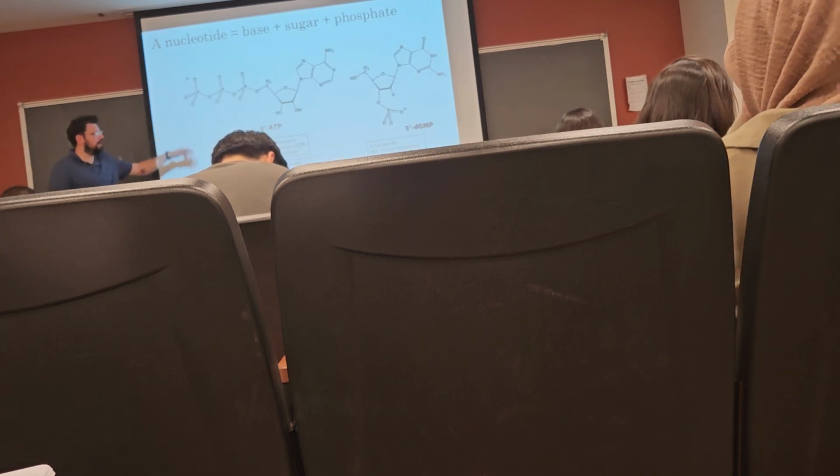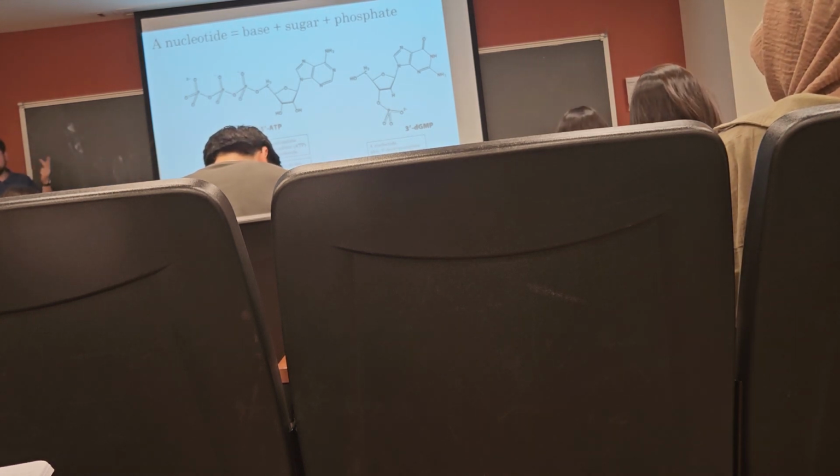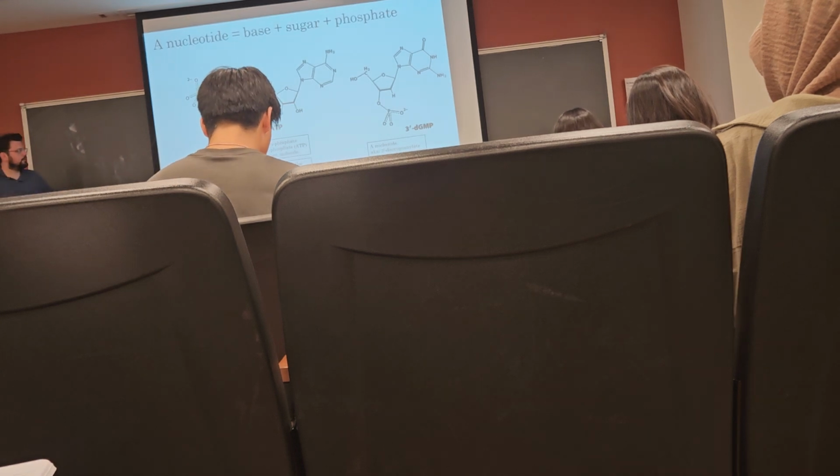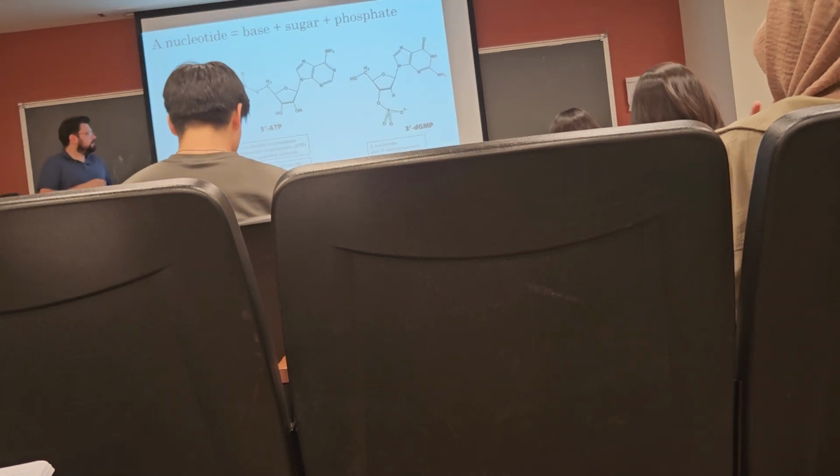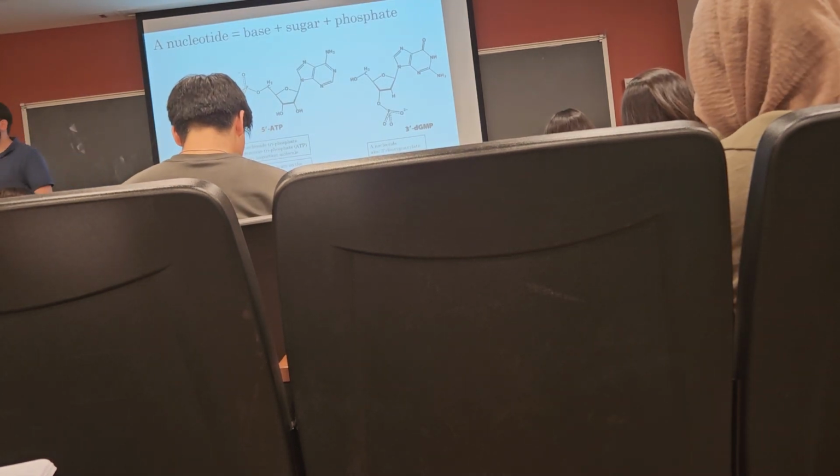Now, a nucleotide is simply a nucleoside plus one or more phosphates, right? So it's a sugar, a base, and one or more phosphates. What you see on the left here is ATP, the ATP that we find in the cells that we all talked about in Gen Bio probably. Specifically, it's 5' ATP. We'll come back to this slide in just a minute.